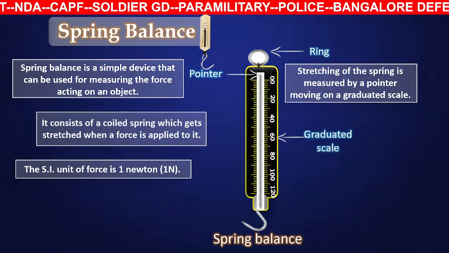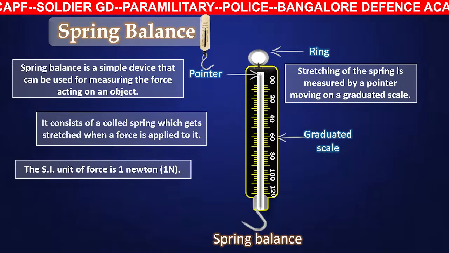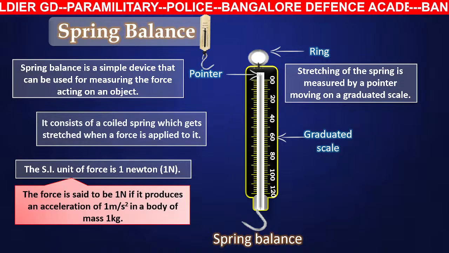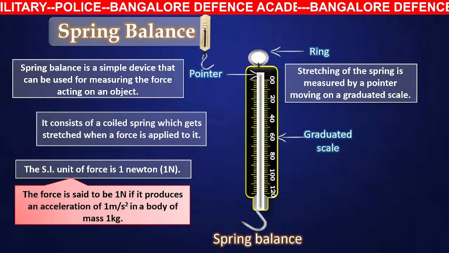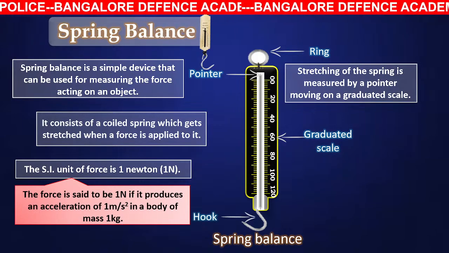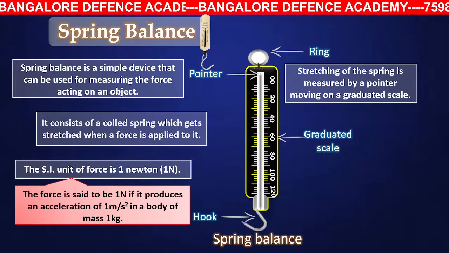So the SI unit of force is how much? 1 Newton. The force is said to be 1 Newton if it produces an acceleration of 1 meter per second square in a mass of 1 kg, and this is the hook.